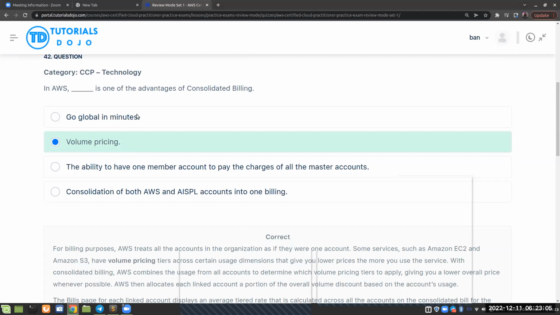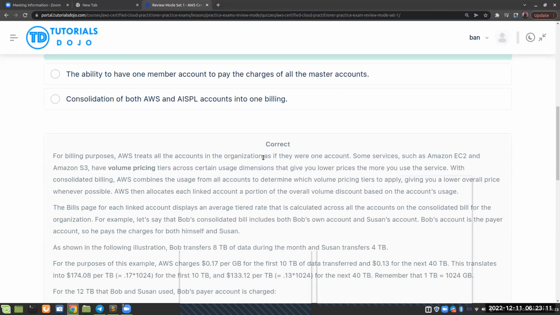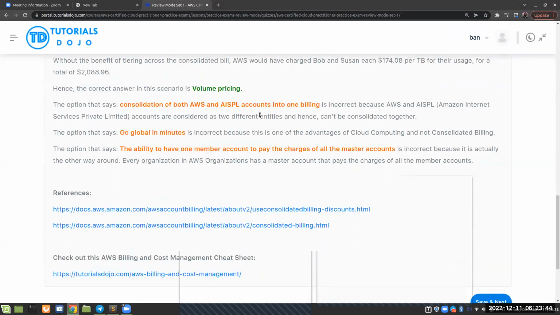So it's volume pricing. Consolidated billing is a feature in AWS Organizations. And remember, in AWS Organizations, you can either enable all features or consolidated billing only. When you do consolidated billing only, you only have that advantage, and you will not be able to use SCPs. If you need all features, then you can use SCPs, which are service control policies. All features will also give you consolidated billing.